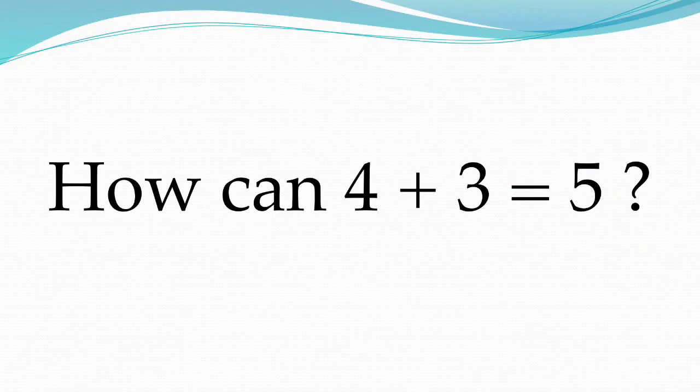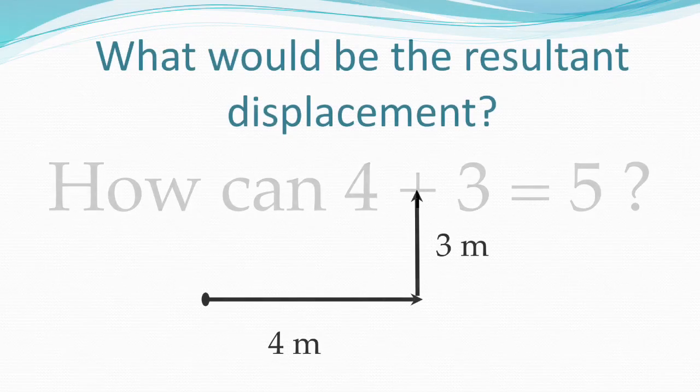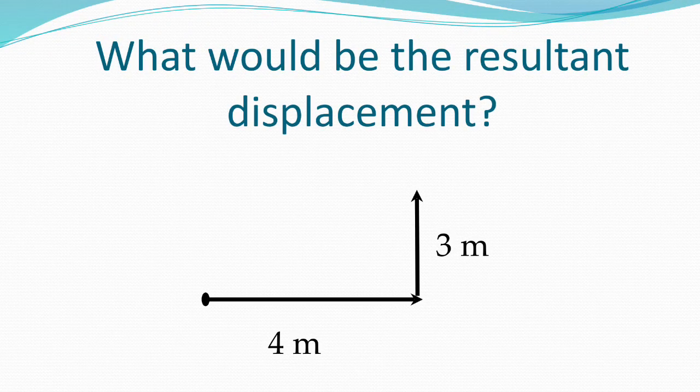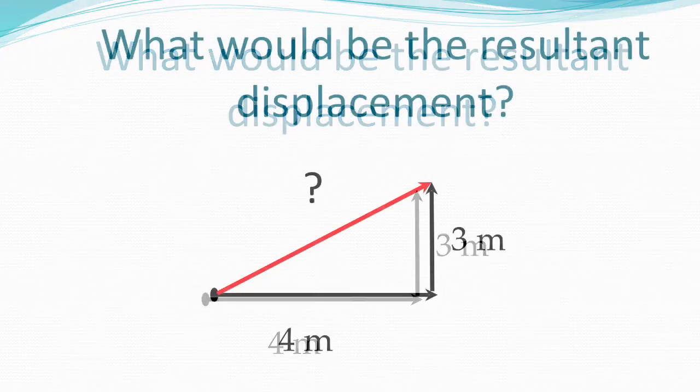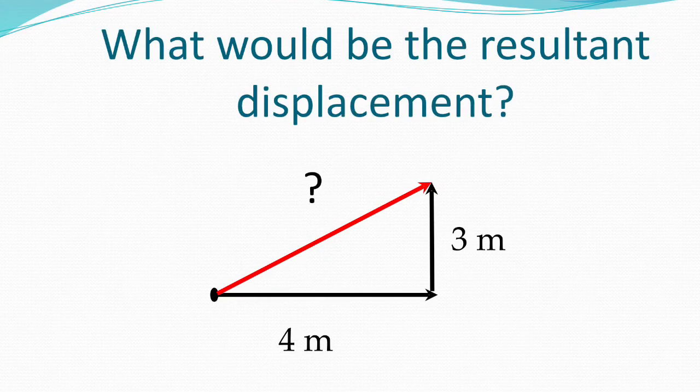Now for a little puzzle. How could 4 plus 3 end up equaling 5? Have a think about it, pause the video if you want to, and then we'll move on. If you were to walk 4 metres to the east and then 3 metres north, what would your final displacement be, and how could you work it out? This image may give you a bit of a clue.